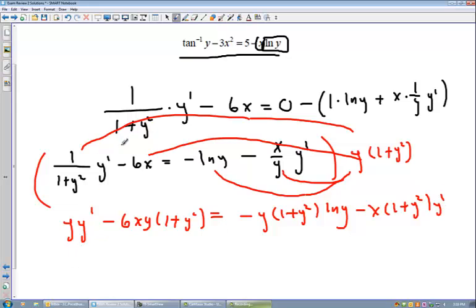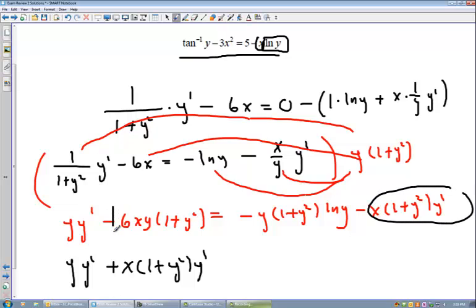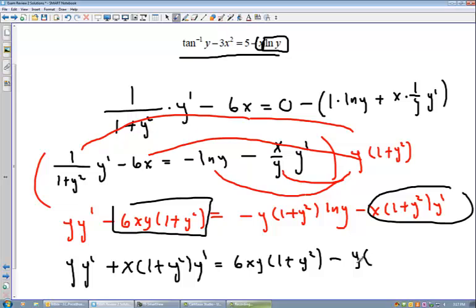And then what I want to do is move all the y prime stuff over to one side. So I'm going to have y prime over here, and then plus x, 1 plus y squared, y prime. So I want to move that over, so I add it. And then I want to move this over to the right-hand side, so I'll add it too. So this is going to be equal to then 6xy, 1 plus y squared minus a y 1 plus y squared ln of y.